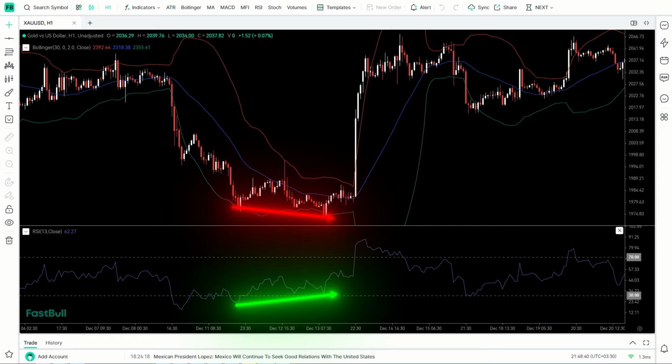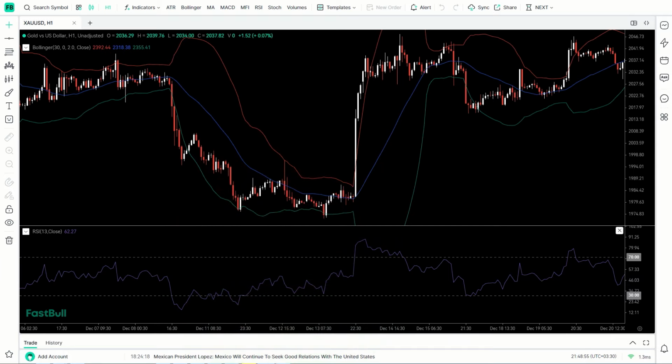This signal is particularly powerful if the RSI was previously below 25 and the price had dropped below the lower Bollinger Band. When divergence occurs in this context, there's a very high probability that the price will reverse and move towards making a new higher high. I've just shared a method for combining Bollinger Bands and RSI to create a profitable trading strategy.